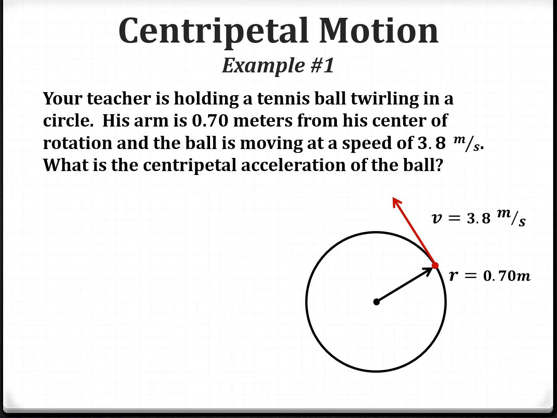All right, so let's use this equation with an example problem. Your teacher is holding a tennis ball, rolling it in a circle. His arm is 0.7 meters from the center of rotation, and the ball is moving at a speed of 3.8 meters per second. What's the centripetal acceleration?